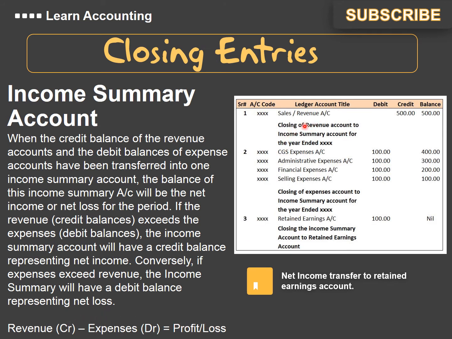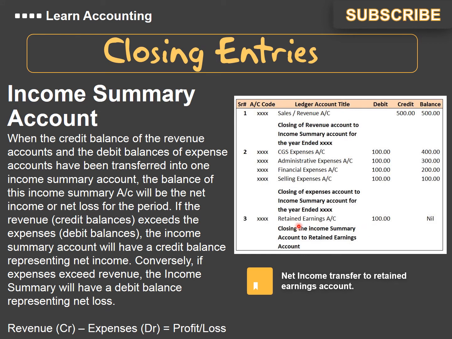So in our example here, the revenue account was 500, which was transferred to income summary account as 500 credit, and the expense account was 400 total balance, all expenses. So our sales is greater than the expense. So we have a net income of 100, and when we need to close the income summary account, this 100 will go to retained earning account or the owner's capital account.